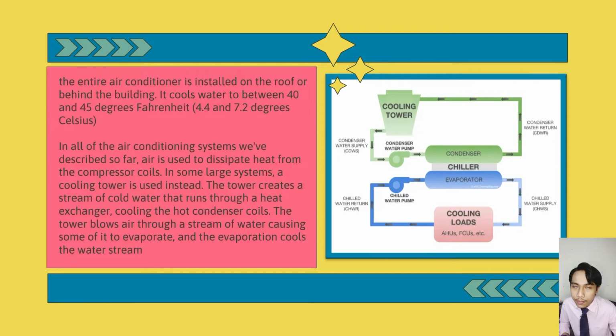In some large systems, a cooling tower is used instead. The tower creates a stream of cold water that runs through a heat exchanger, cooling the hot condenser coils. The tower blows air through a stream of water, causing some of it to evaporate, and the evaporation cools the water stream. One of the disadvantages of this type of system is that water has to be added regularly to make up the liquid lost through evaporation.